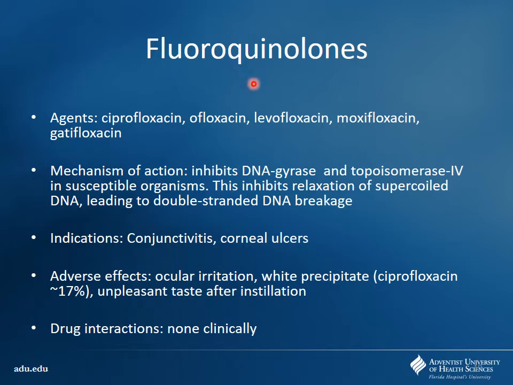And you guys remember how they work? DNA gyrase, topoisomerase IV. They inhibit that, causing DNA strand damage in the bacteria. Perfect. So if you have a corneal ulcer, or you're thinking Pseudomonas, these are the drugs to go with. Note the only unique side effect here is that you can get an unpleasant taste.